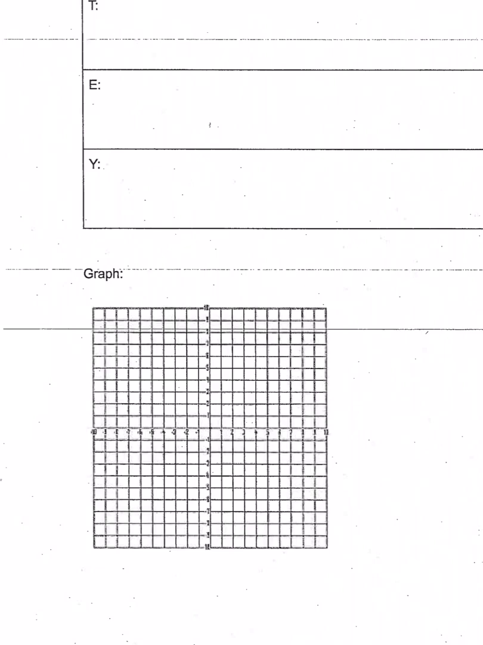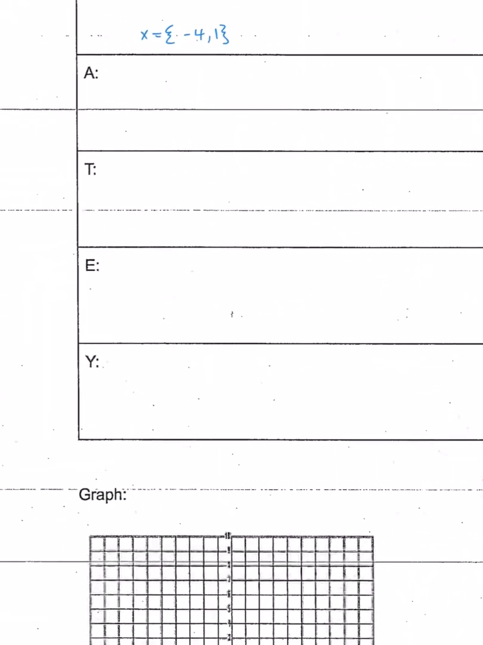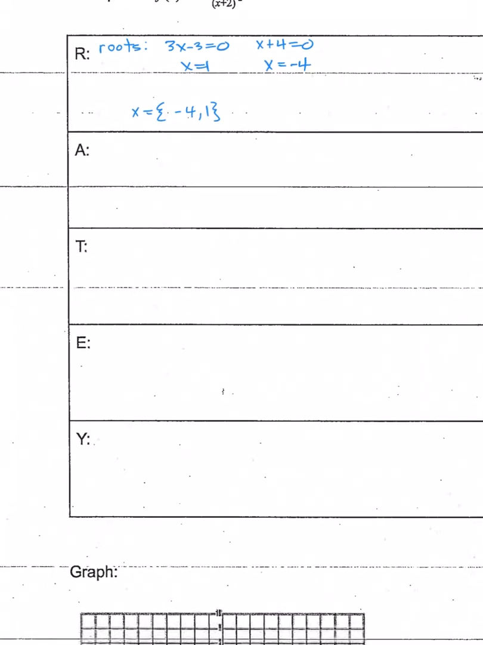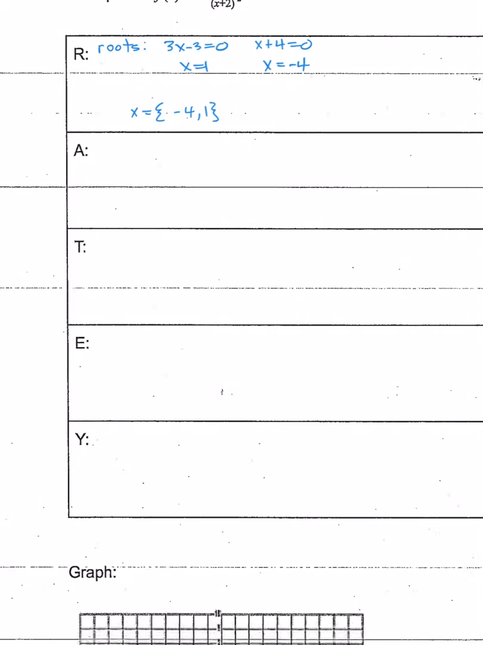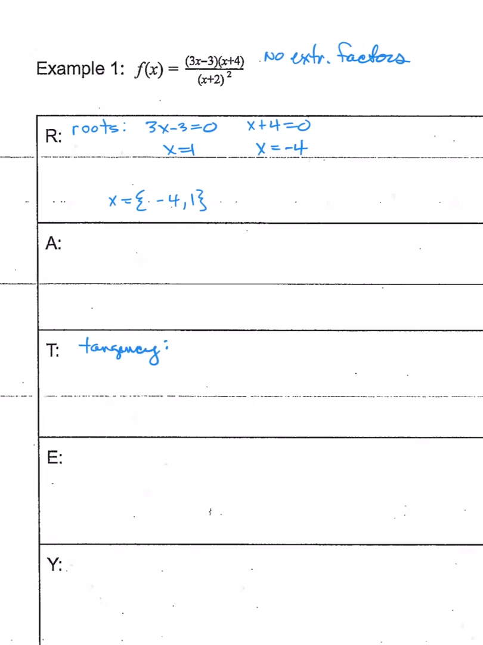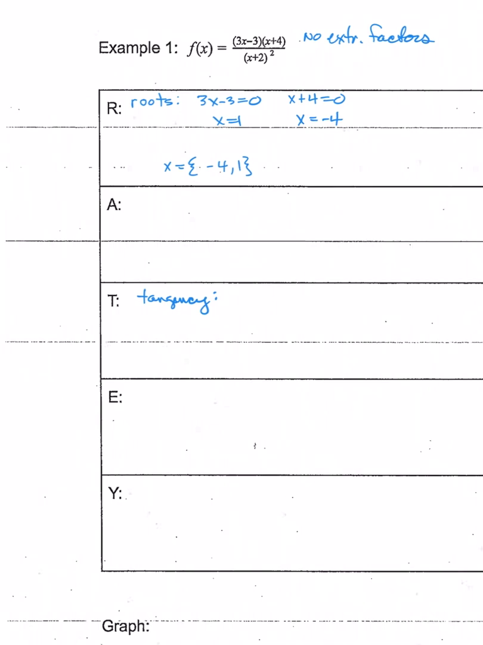At -4 and at 1. Now, since we're looking at these, we can already talk about tangency, can't we? I recommend you do this as you go through the top. Does either one of these have a multiplicity? So do we have any tangency? No, so we write none. In other words, it intersects both at -4 and at 1, doesn't it?